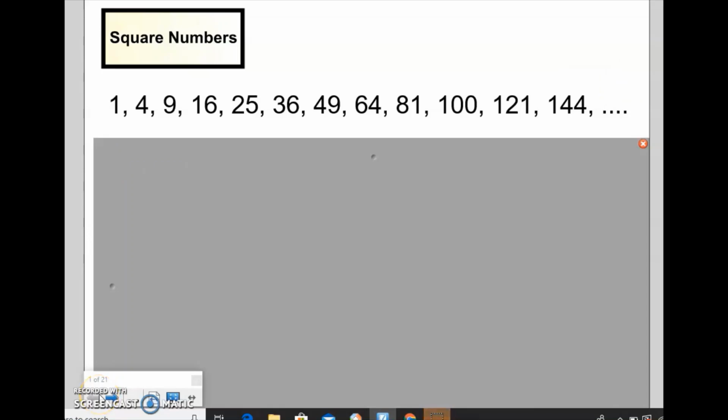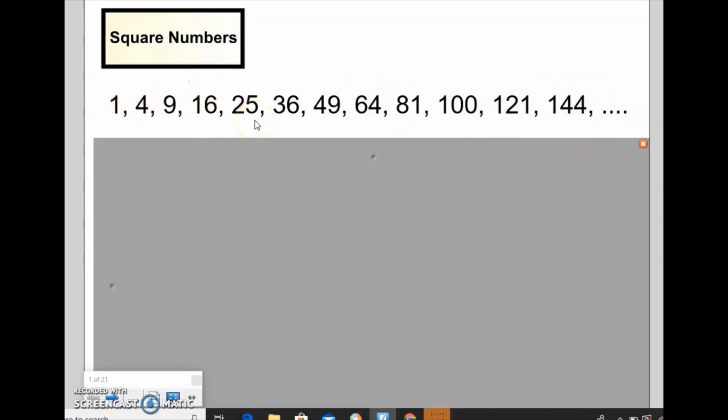Hi there. We're going to have a look at simplifying surds. In order to do that, we need to be aware of our square numbers. I've listed the square numbers from 1 to 12 at the top of the screen. These will be vitally important in today's lesson.